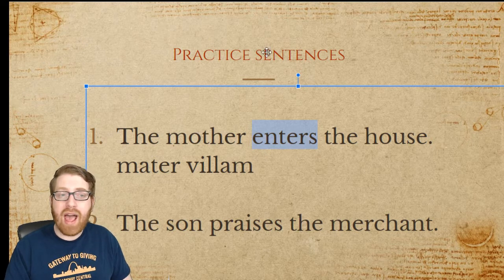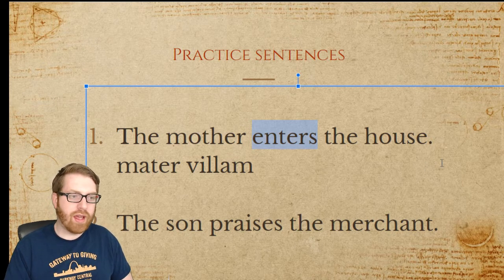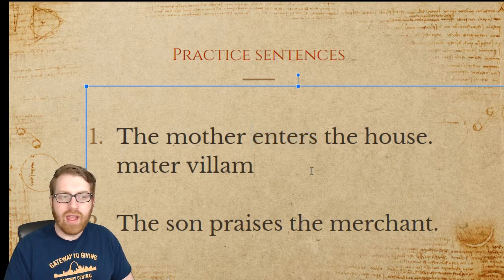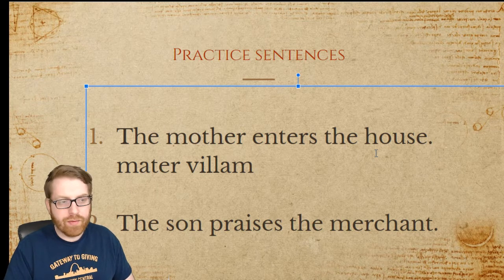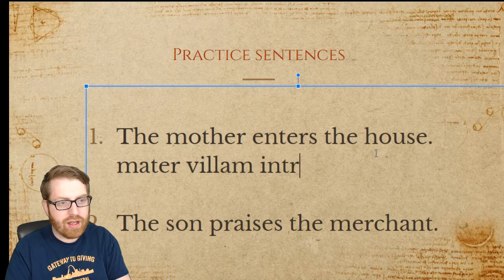Now we got to match our ending for who is doing that action. All right, so hopefully you have your verb charts also written down somewhere. And you would know, okay, if the mother is doing it, that is a he, she, or it verb. And therefore, the verb should end in a T. So you would put intrat.